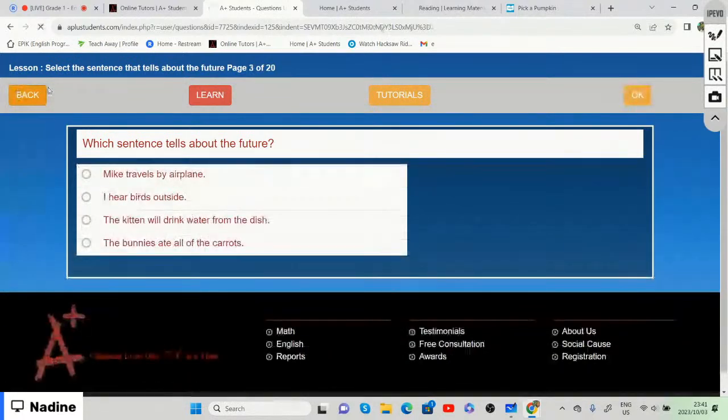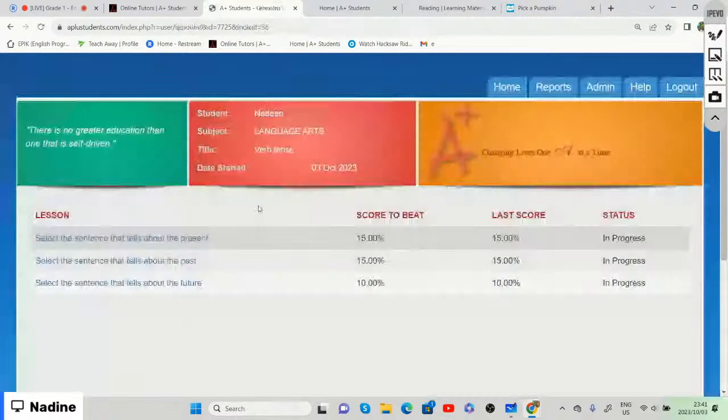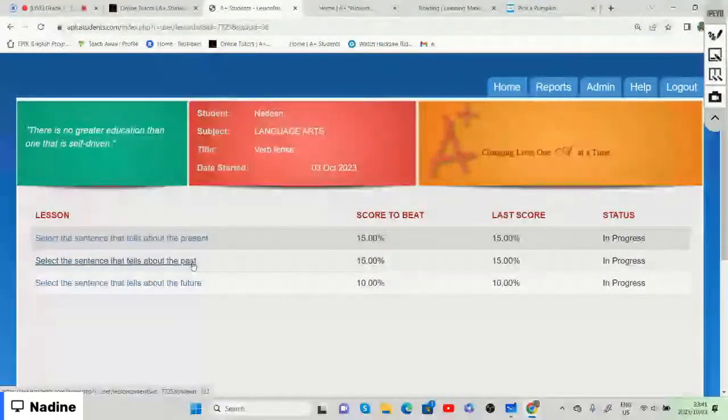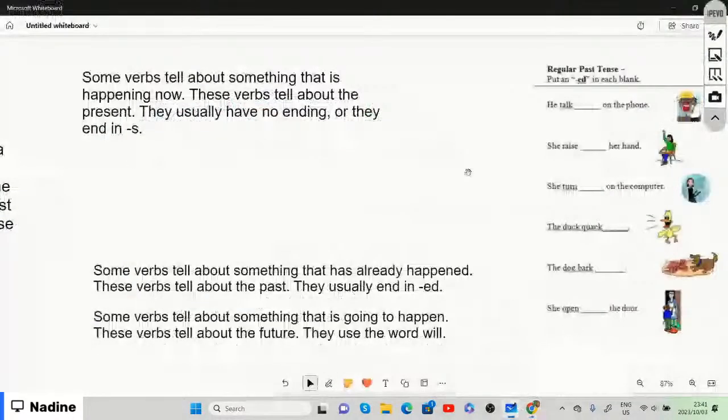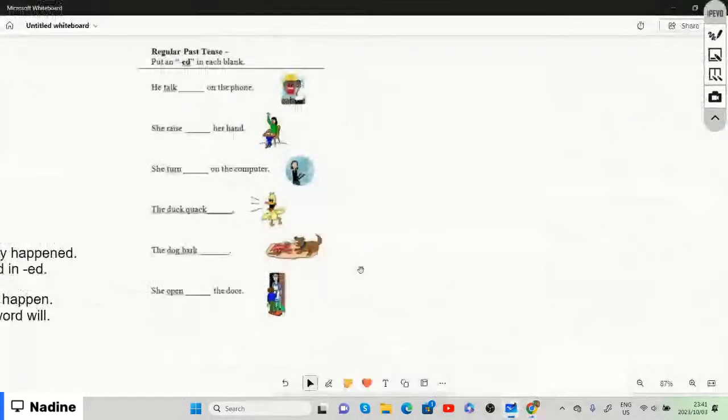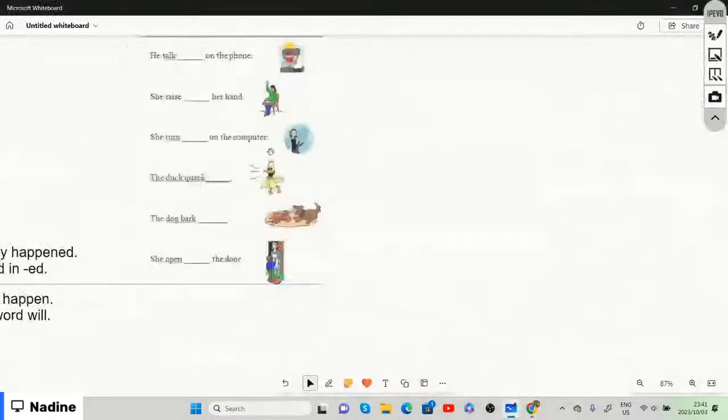All right. So far these are verb tenses, right? And we basically had to select the sentences that tell us about the present, about the past that happened already. The present is something that is happening now, and the future is something that will happen. It hasn't happened yet, right? So now if we look at these sentences over here, right?